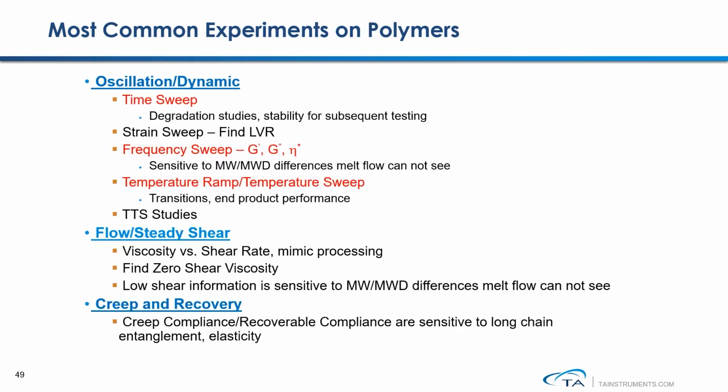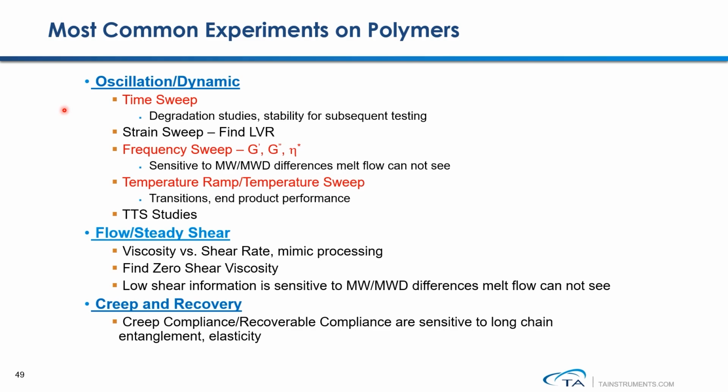Here is a list of all commonly used experiments for polymer analysis. They include oscillation measurements, flow measurement, and creep recovery measurements. Among all of these procedures, dynamic oscillatory tests are most commonly used. The time sweep experiment is typically used to evaluate your sample's thermal stability at processing conditions.